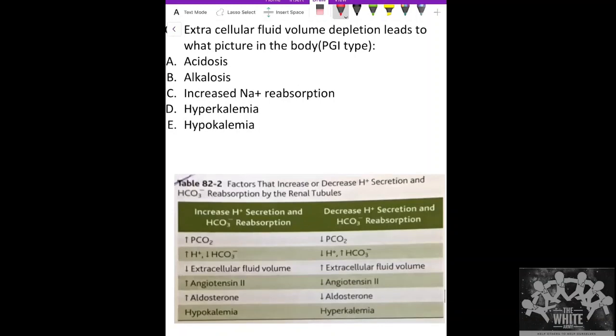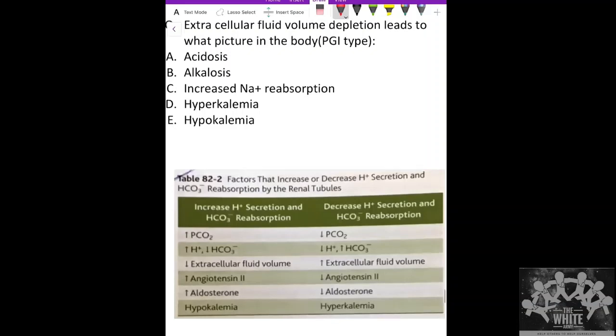Then if there is extracellular fluid volume depletion, as we saw in the previous question, angiotensin acts on the proximal convoluted tubule and reabsorbs HCO3 minus. Aldosterone: Na plus reabsorption, K plus and H plus secretion. Last one is hypokalemia. When there is a decrease in the potassium levels in the blood, potassium is reabsorbed from the tubular lumen and H plus is secreted. Again, H plus, K plus antiport. H plus is secreted, K plus is reabsorbed. That is why this table is very important.